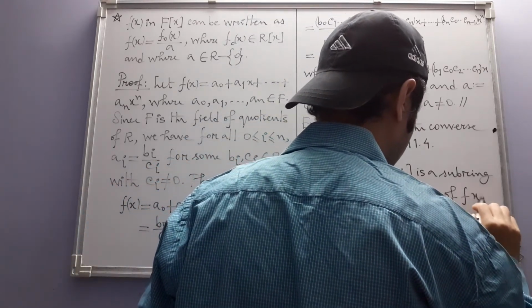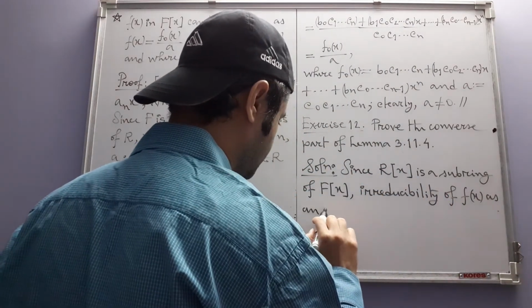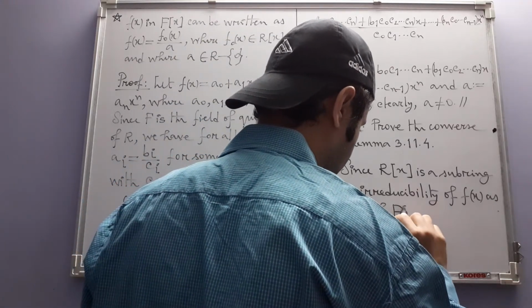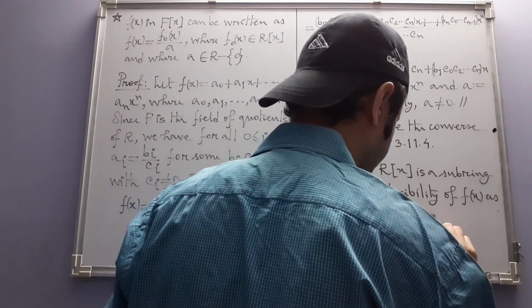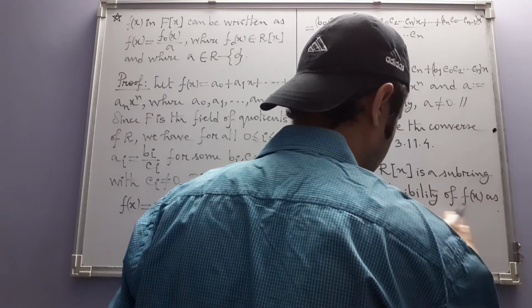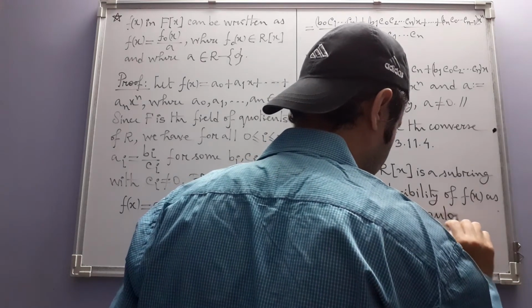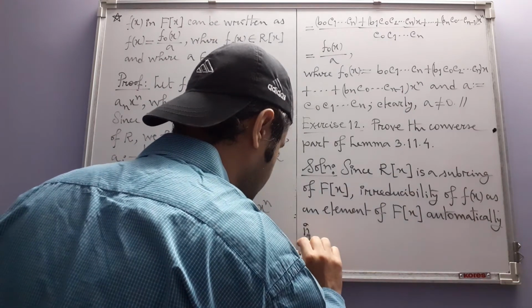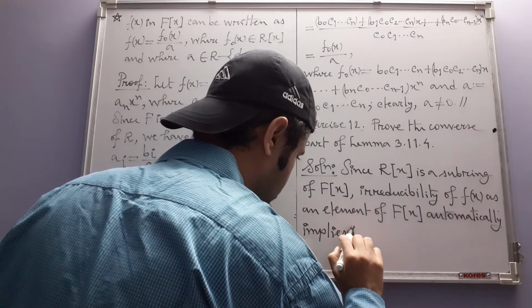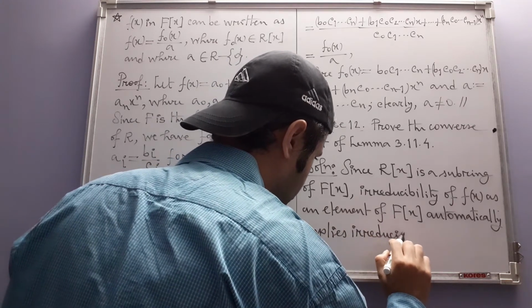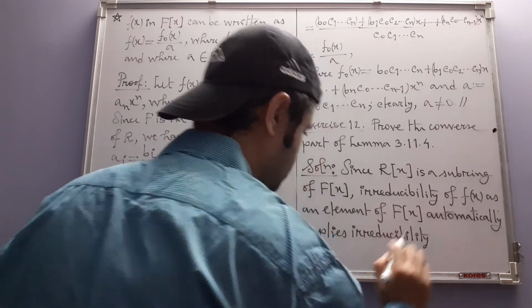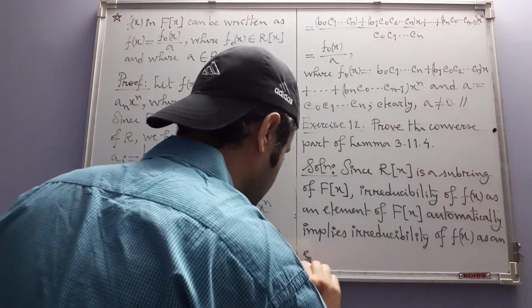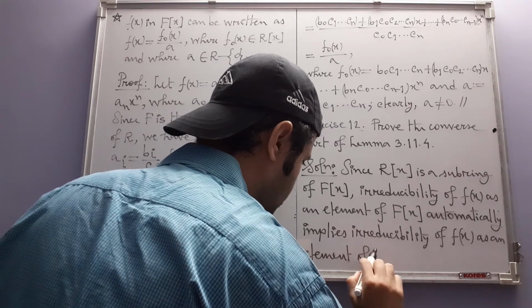irreducibility of f(x) as an element of F[x] automatically implies irreducibility of f(x) as an element of R[x].